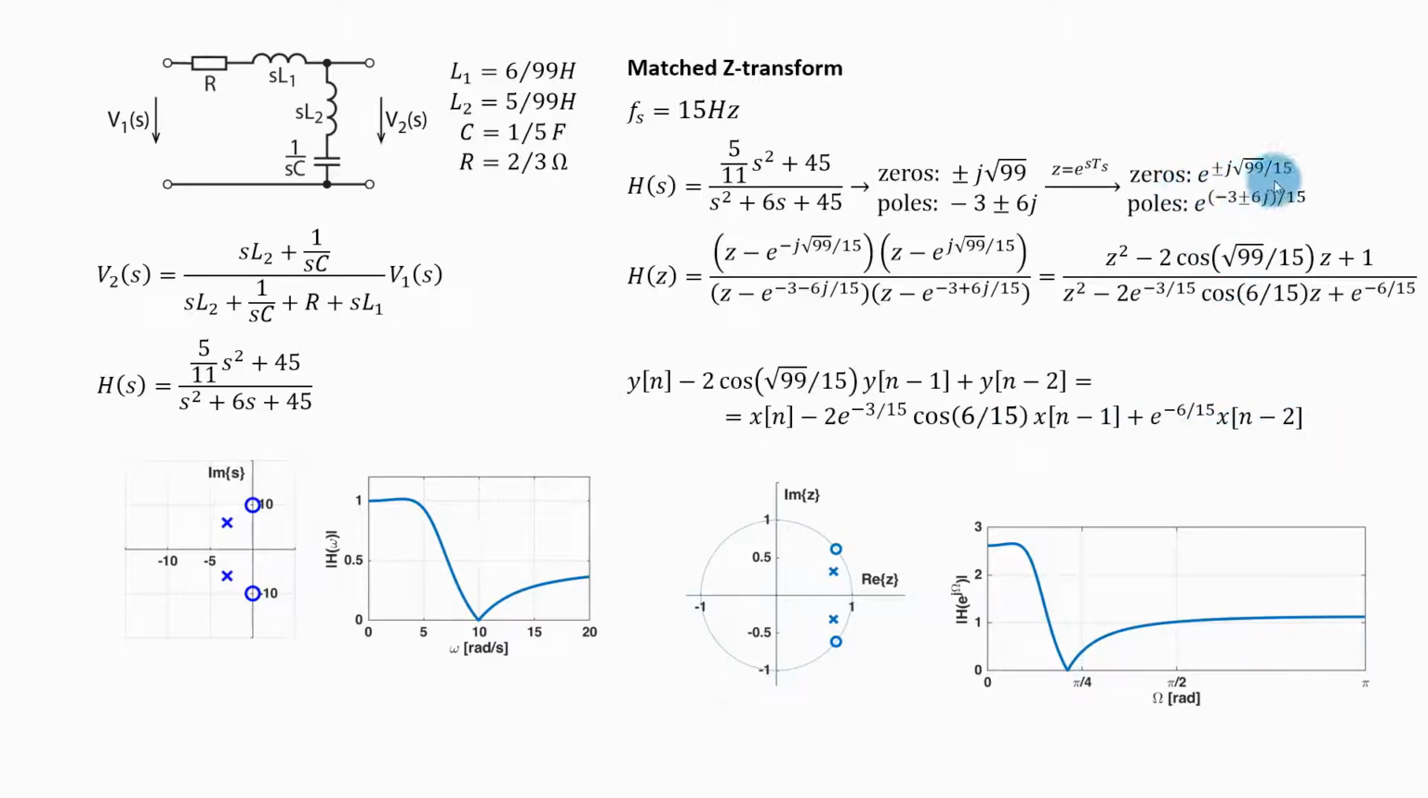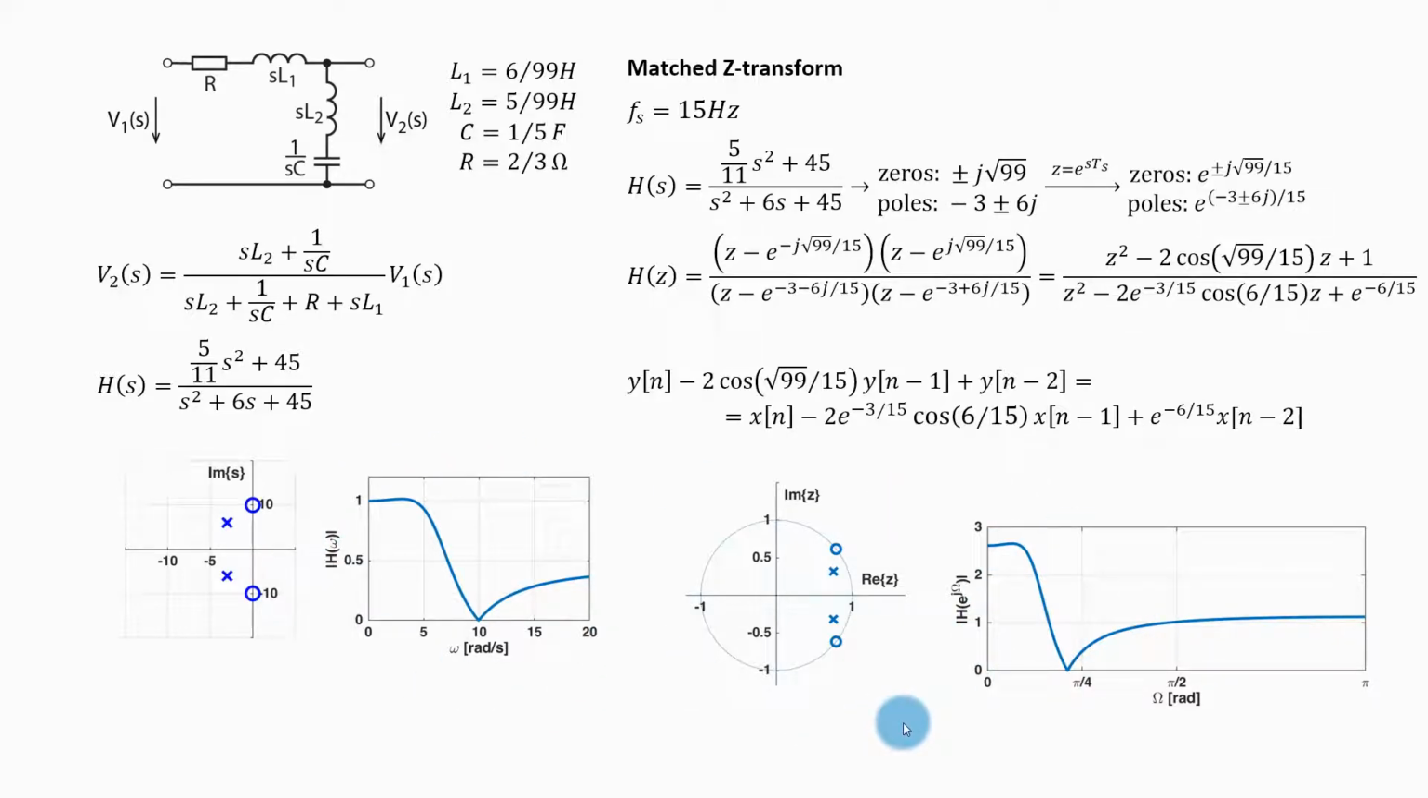When I plot these zeros and poles into the complex plane, I will get this. And when I plot the frequency characteristic of the discrete system, I will get this. And you can see that the matched z-transform is trying to preserve the shape of the frequency characteristic.